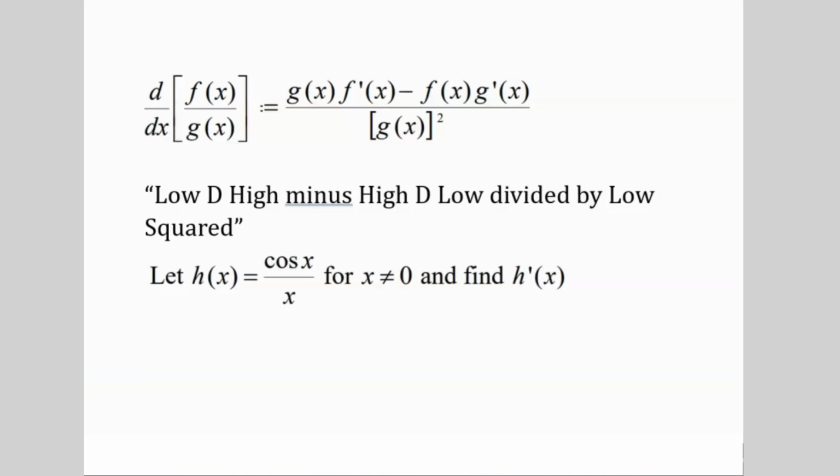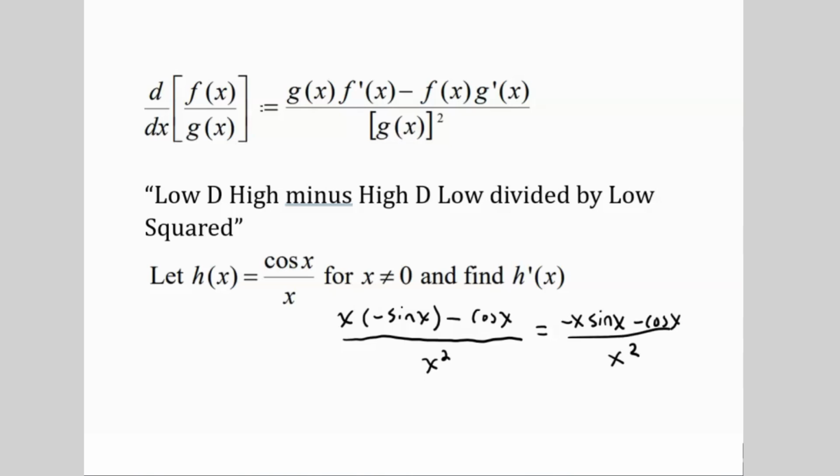In our next example, we're going to let h of x equal cosine x divided by x for x not equal to 0, and we want to find h prime. We're going to use the quotient rule. So we've got low times d high. The derivative of cosine is negative sine x, minus high, which is cosine x, times d low. The derivative of x is 1, divided by low squared. So this would simplify to negative x sine x minus cosine x, all divided by x squared.